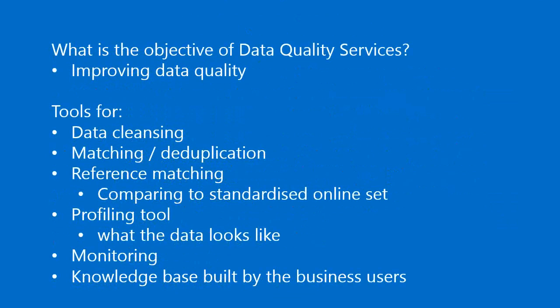You can also use reference matching, where you have an online store, say maybe addresses or counties or company information that you can access from the internet. You've got a profiling tool to allow you to look at your data and see how good your data is at the moment and what the issues are. Monitoring tools as well, which, as you have a data quality project on the go, help you work out: is this going well, is our data improving?